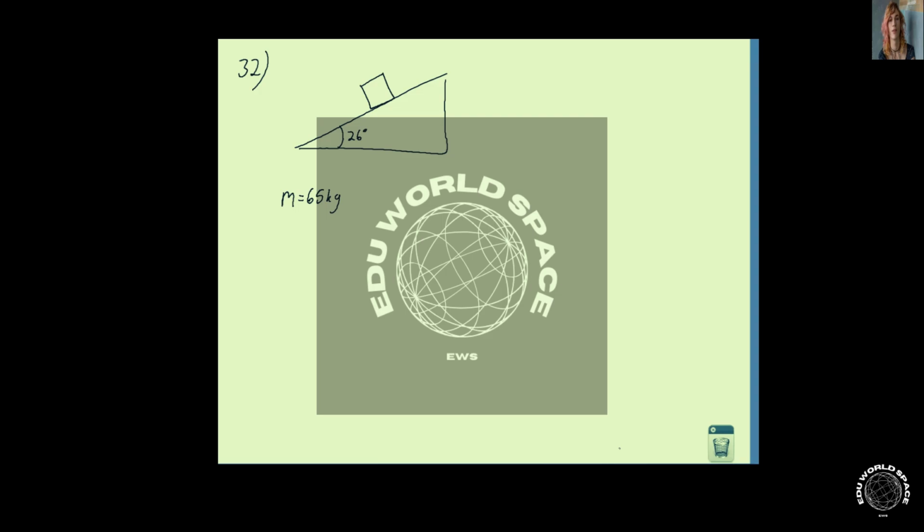Chapter 4, number 32, we have a skier being pulled up a 26-degree incline by a tow rope that is parallel to the incline. First up, they want a free body diagram of all the forces acting.